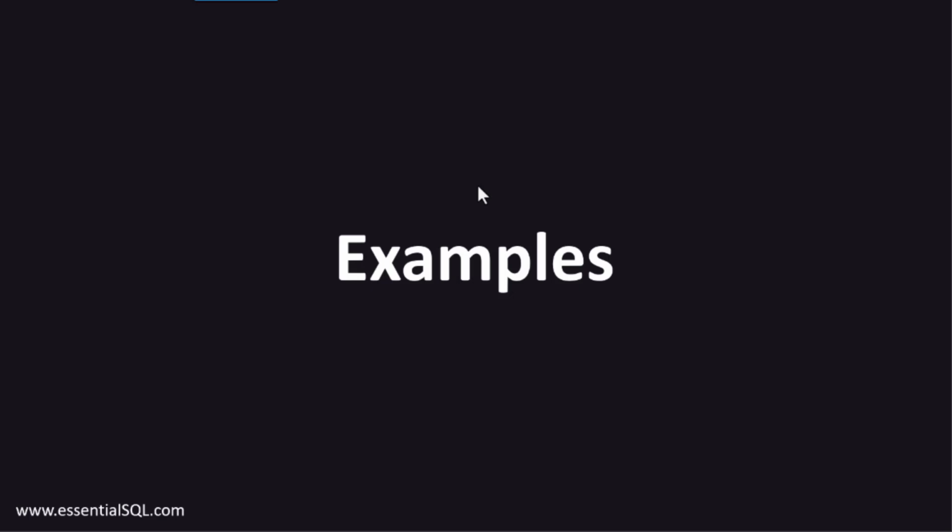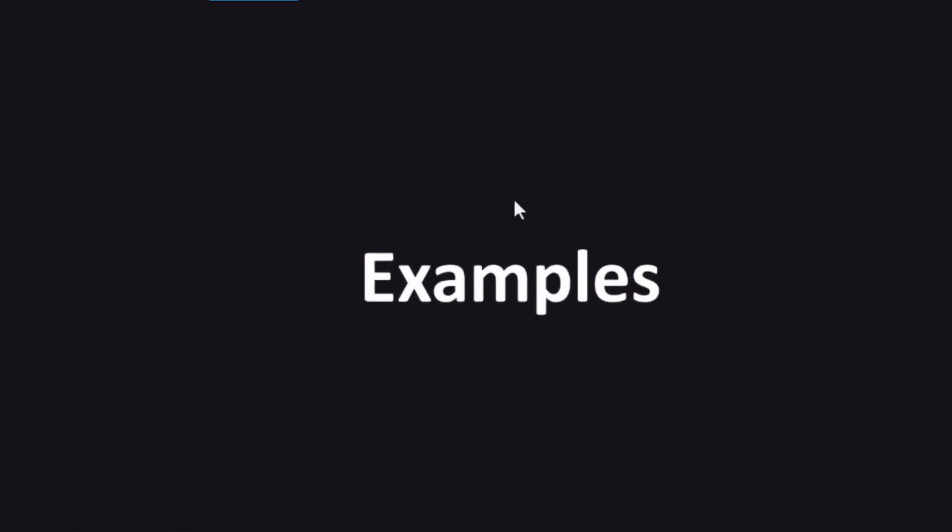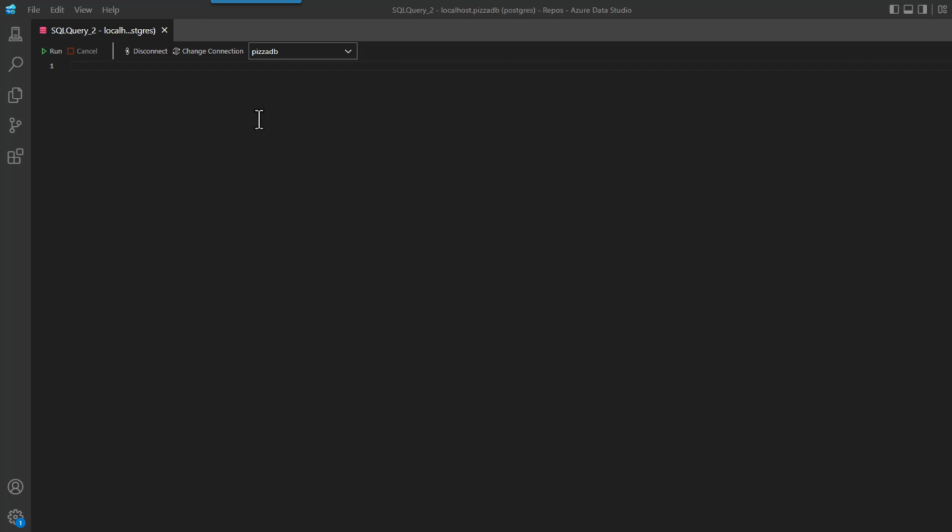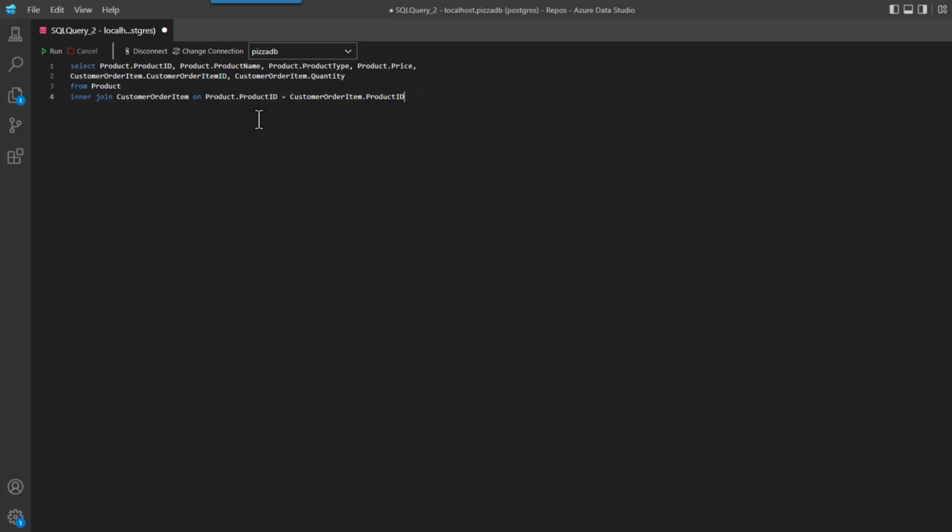All right, welcome back. Let's now look at an example where we're going to pull in and combine products with customer orders. I'm just going to paste in my query and we'll clean this up and explain it as we go along. So the idea here is I want to pull in and combine data from product and customer order item, and we're going to do an inner join to match them together. And the idea here is that we'll use the product ID and do the matching that way.